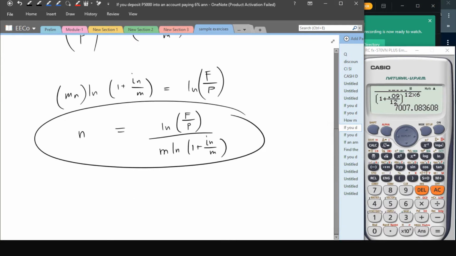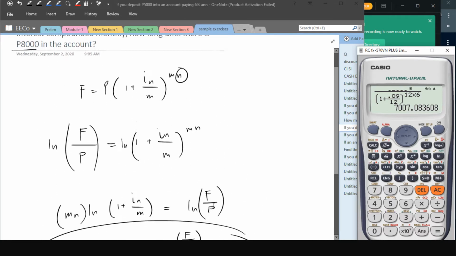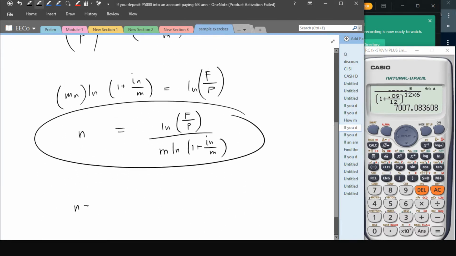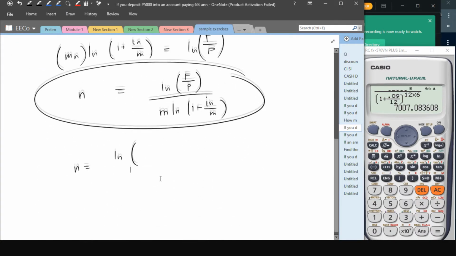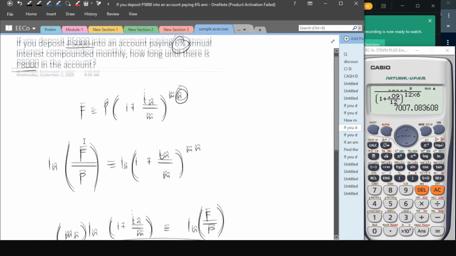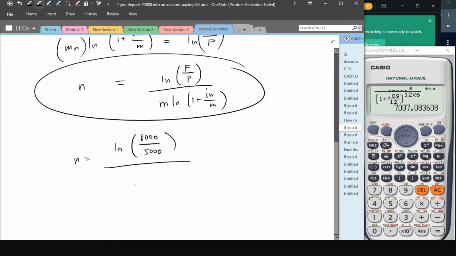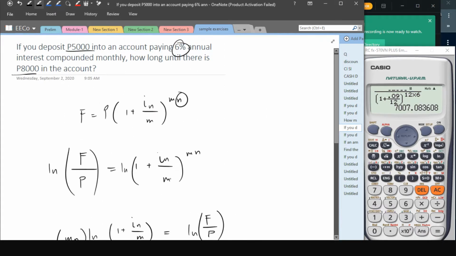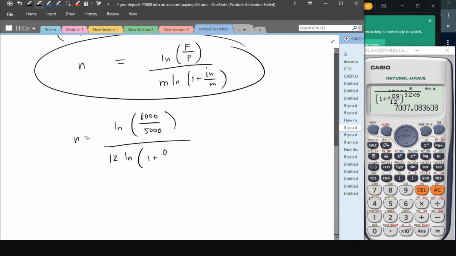Okay. Calculate the value. So, ln of F over P, that is, future amount is 8,000 and 5,000 is the present. Divide by m, compounded monthly pa rin. So, 12, ln of 1 plus interest rate is 0.06 divide by 12. Yeah. So, n, how many years aabot ka ng 8,000?